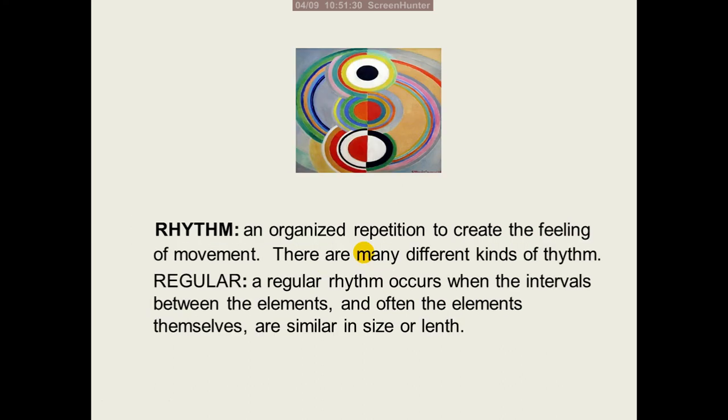Then here, rhythm: an organized repetition to create the feeling of movement. There are many different kinds of rhythm. So rhythm means what? Generally an organized repetition to create the feeling of movement. So in regular rhythm, it occurs when the intervals between the elements, and often the elements themselves, are similar in size or length.